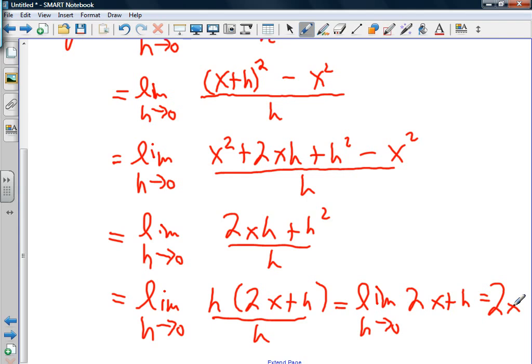So now notice what's different here. I'm not getting a number. I'm getting a new function. This function describes all the numbers you would get, all the slopes of any tangent line along that curve.